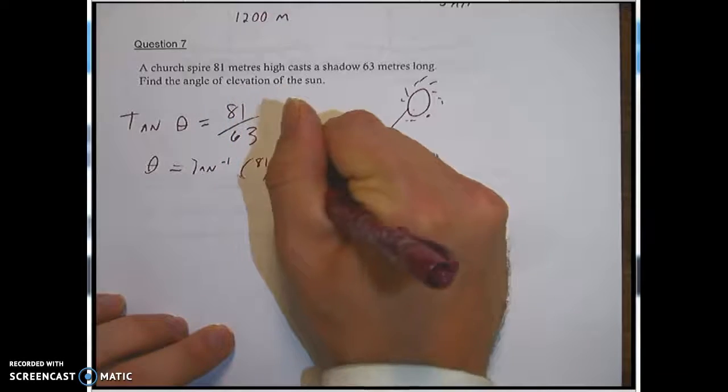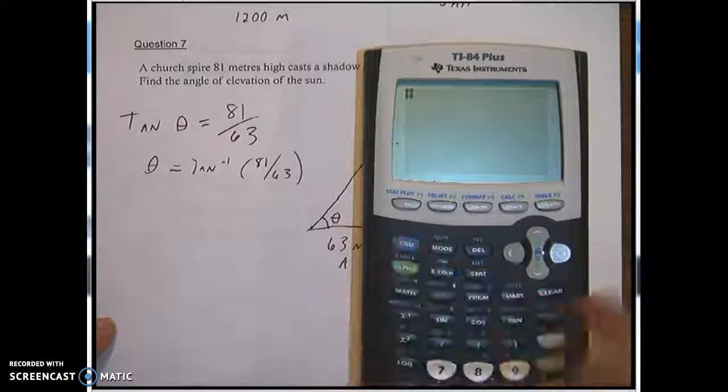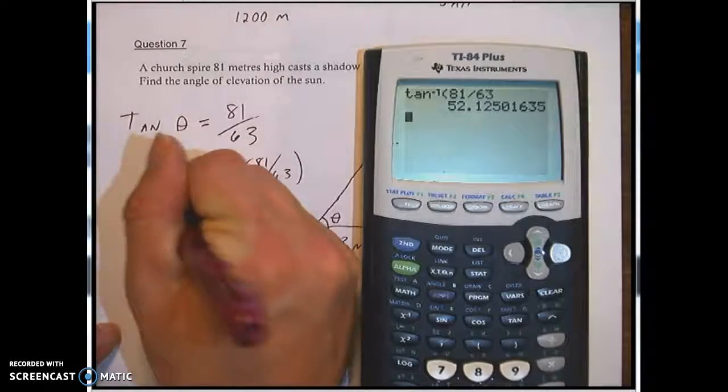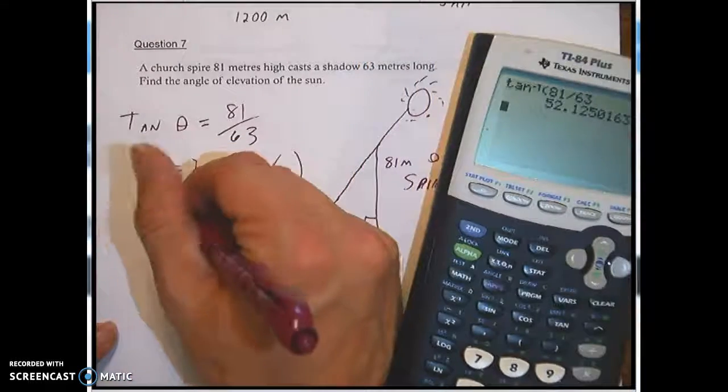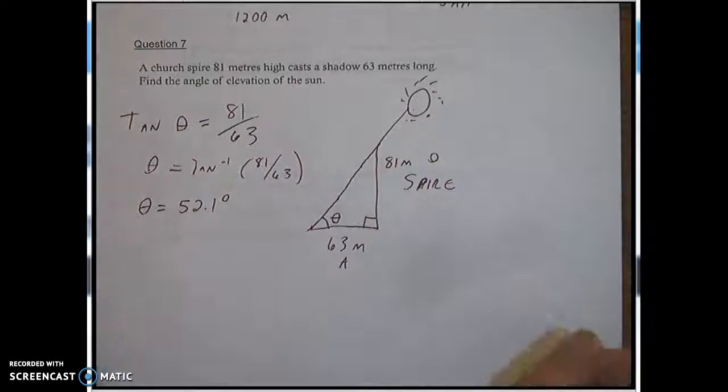81 over 63. Once again, we're going to let the calculator do the hard work. Tangent inverse of 81 over 63. It's about an angle of elevation of about 52.1 degrees for three significant figures.